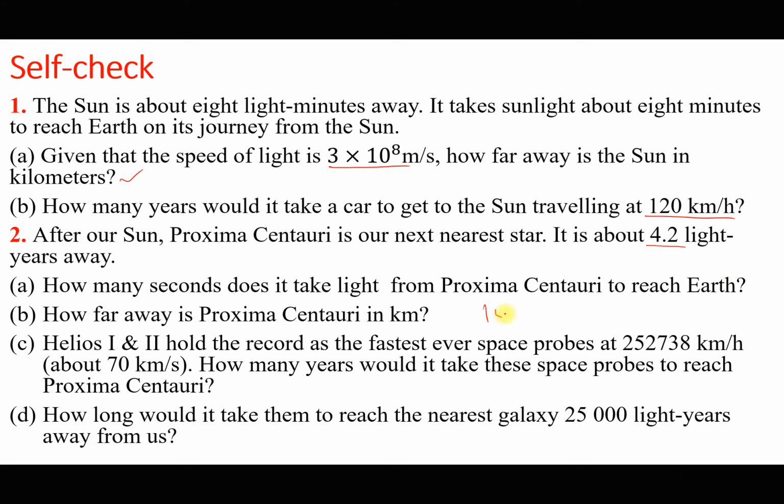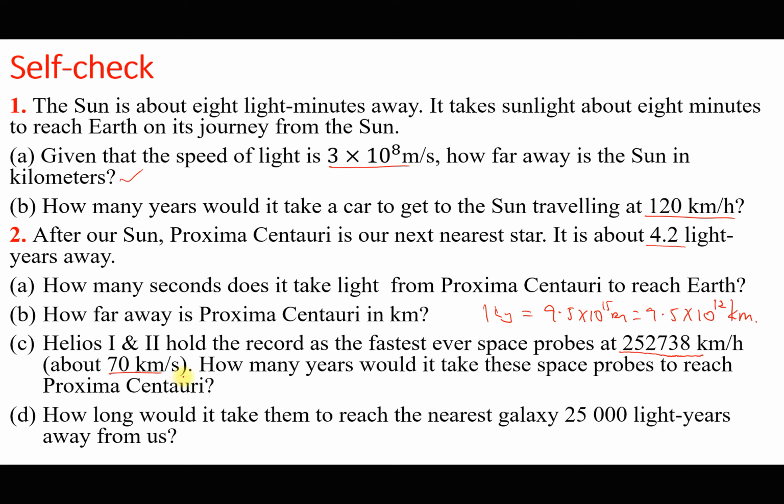Remember, 1 light year is equal to 9.5 times 10 to the power of 15 meters, which is the same as 9.5 times 10 to the power of 12 kilometers. Helios 1 and 2 hold the record as the fastest ever space probes at 252,738 kilometers per hour, about 70 kilometers per second. How many years would it take these space probes to reach Proxima Centauri?